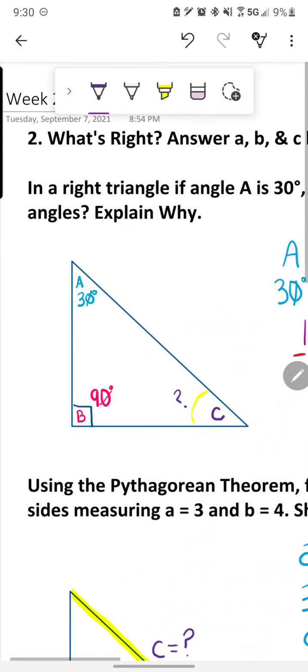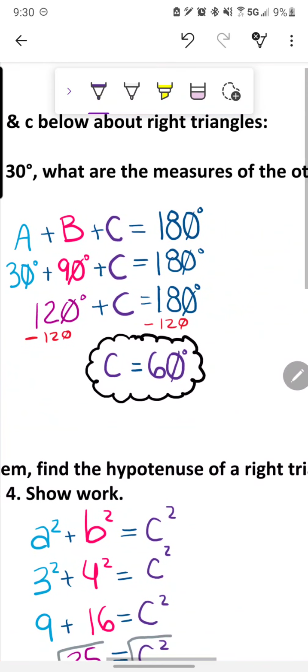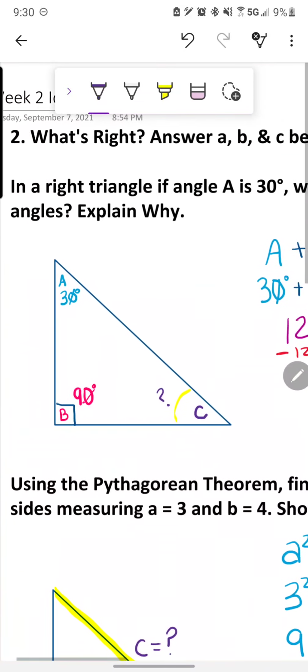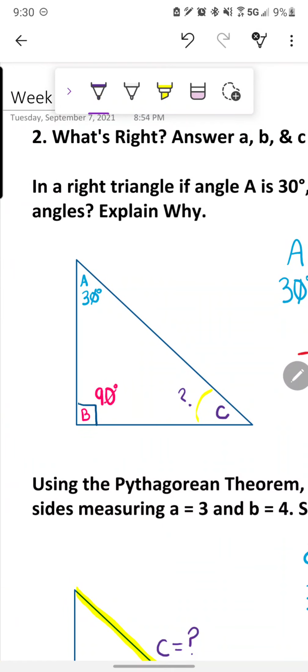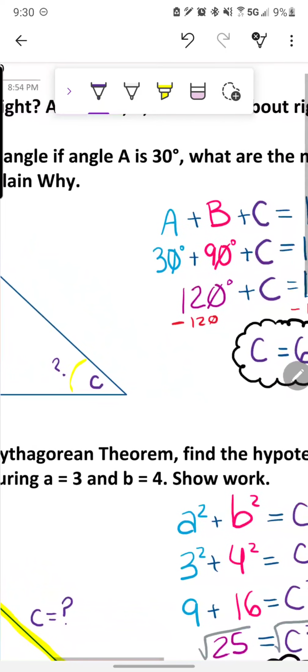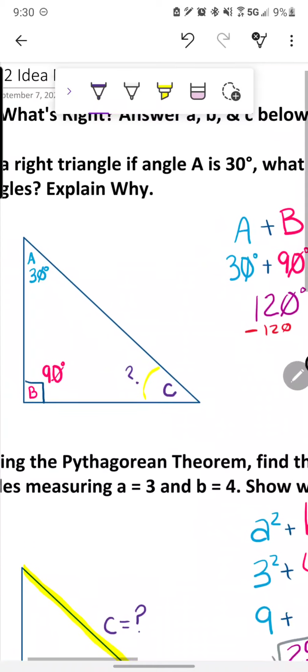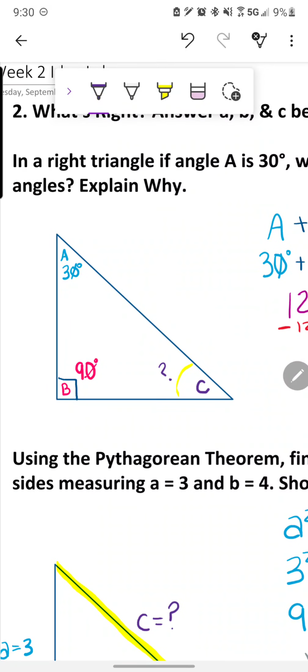And the question I chose for this week is question 2. What's right? Answer A, B, and C below about right triangles. So the first question is, in a right triangle, if angle A is 30 degrees, what are the measures of the other two angles? Explain why. So first thing we know is angle A is 30 degrees.